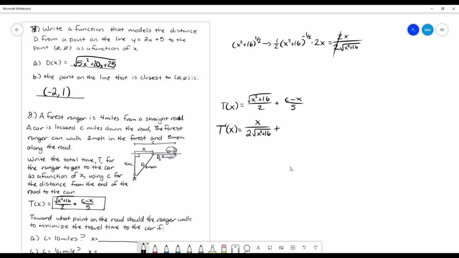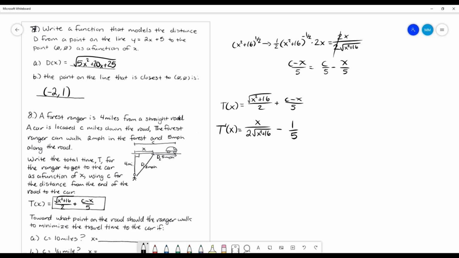Now I just need to take the derivative of this bit. Well, c minus x over 5 is the same thing as c over 5 minus x over 5. c is, as far as we know, an unknown constant, right? And when we take the derivative of a constant, it turns into 0. So that c actually disappears, and then the derivative of x is 1, so it's going to be that. I'm just going to change that into a minus instead of a plus and negative. And so this is our derivative now.